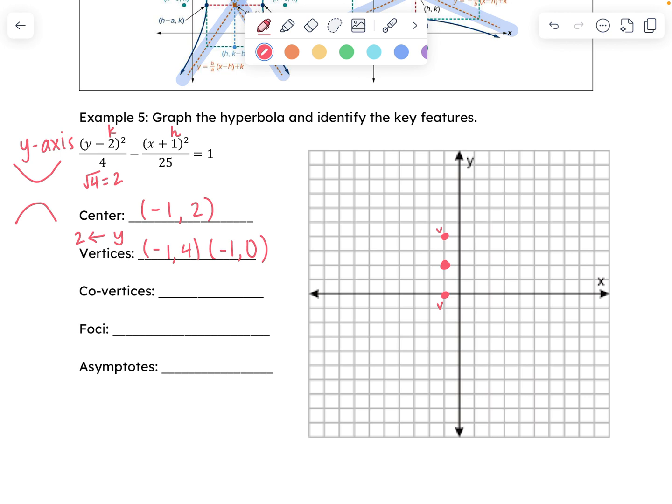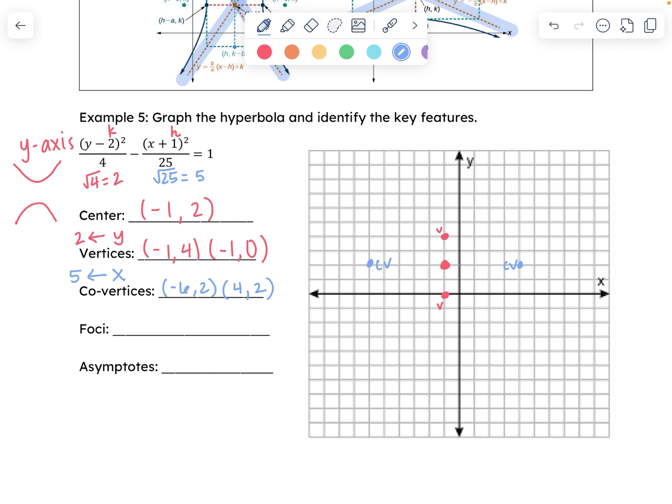So this one, the vertices come from the first number every single time, whereas for ellipses, it comes from the bigger number. So make sure you're paying attention to that. My co-vertices then are going to come from the second number, that 25. If I take the square root of that, that's 5. So the 5 is going to be added or subtracted from my x value. So I could go over to the right 5 and left 5. So -1 minus 5 is -6, 2. -1 plus 5 is 4, 2. That's going to give me my co-vertices.